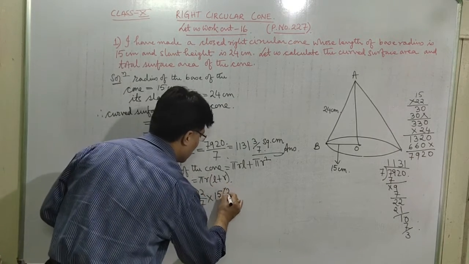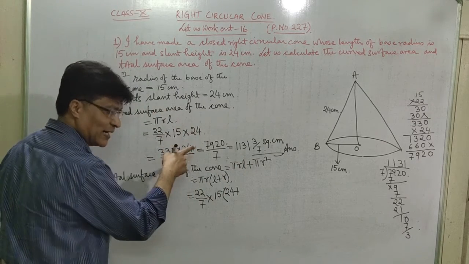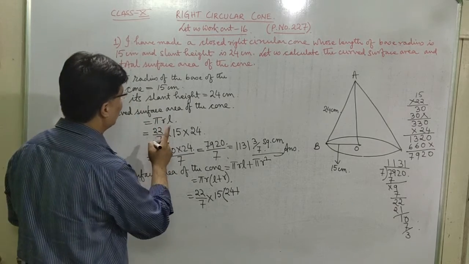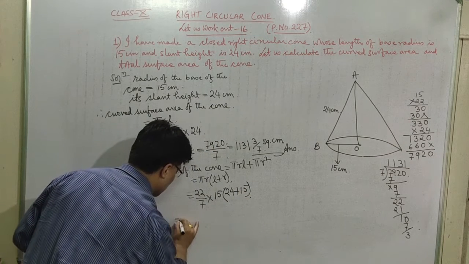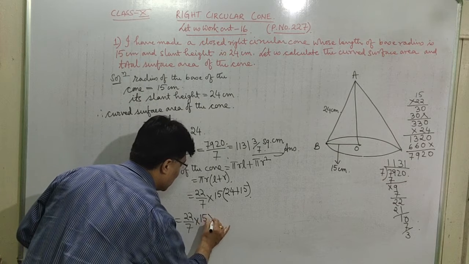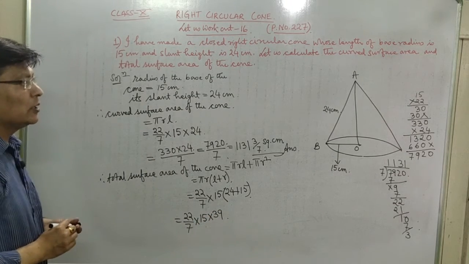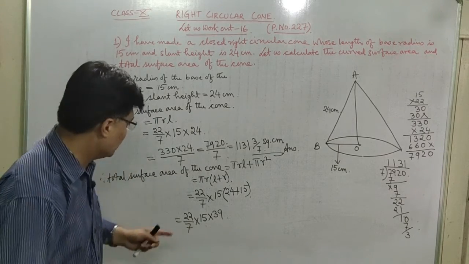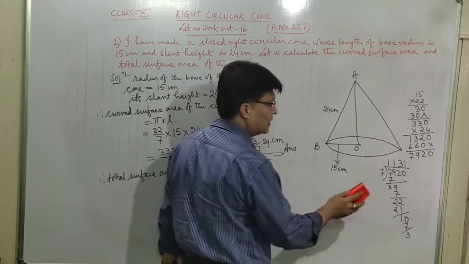What is L? L is 24, slant height is 24, and what is the radius of the base of the cone? It is 15. So which is equal to 22 by 7 into 15 into 39. So let us multiply it again. You know 22 into 15 is 330, isn't it?